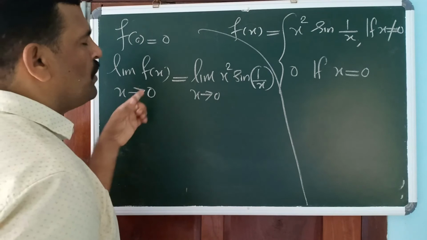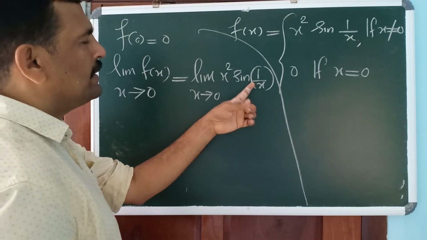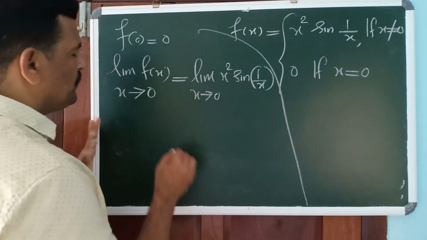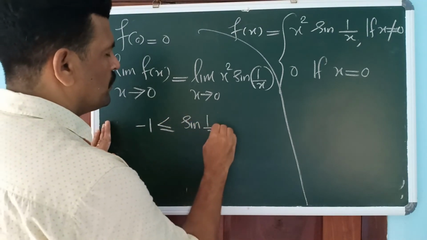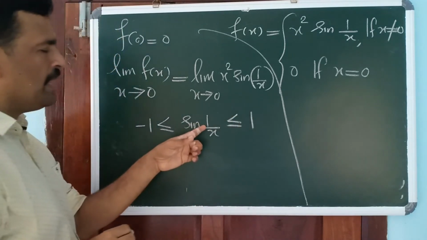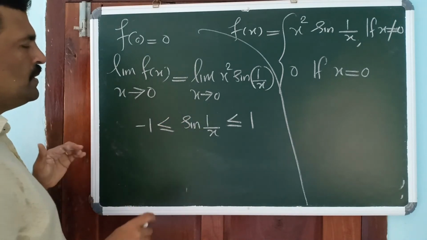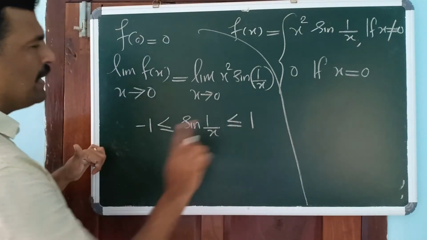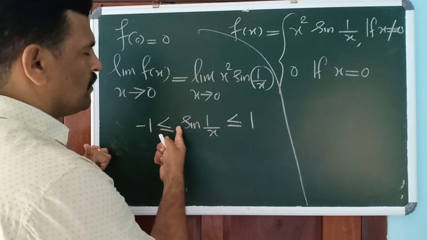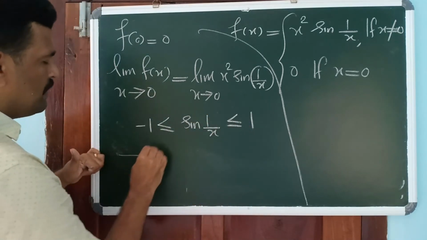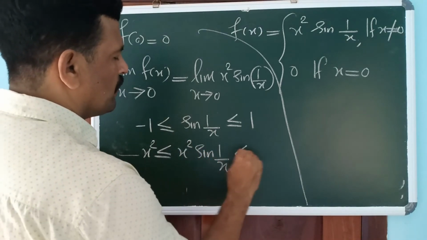Trigonometric function sin x always lies between -1 and 1 including both. That means the range of the function sin x is the closed interval -1, 1. Therefore we can write -1 less than or equal to sin 1 by x less than or equal to 1, because sin of an angle always lies between -1 and 1 including both. Now I am multiplying throughout by x square. X square is a positive number. Here again x square, here again x square. Therefore it becomes minus x square less than or equal to x square into sin 1 by x less than or equal to x square.